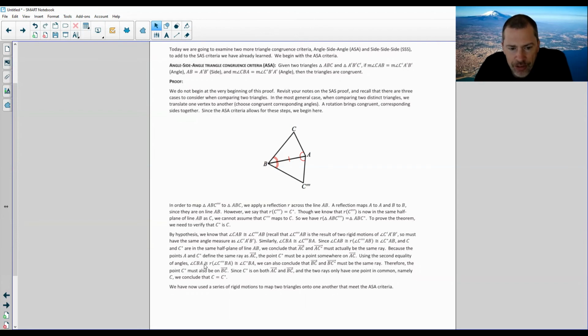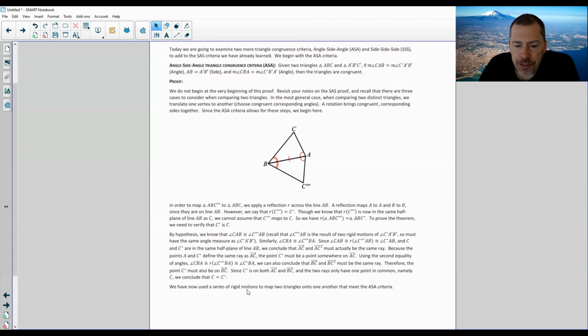Using the second equality of angles, angle CBA is congruent to the reflection of angle C triple prime BA, which is congruent to C star BA. We can also conclude that ray BC and BC star must be the same ray. Therefore, the point C star must also be on ray BC. And since C star is on both ray AC and ray BC, and the two rays only have one point in common, namely C, we conclude that C is equal to the location where C asterisk has to land.